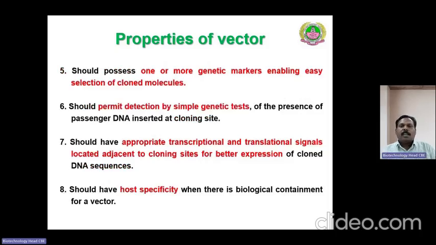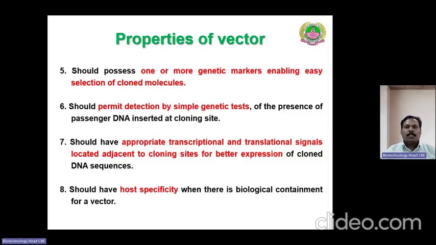Next, these vectors should possess one or more genetic markers that would enable selection of the clones. After construction of recombinant DNA, we will be going for screening the recombinant DNA molecules. So these vectors should have some selectable marker systems for easy screening purposes. Also, the vector should permit detection by any simple genetic test for confirming the presence of passenger DNA, or foreign DNA molecule, in it.